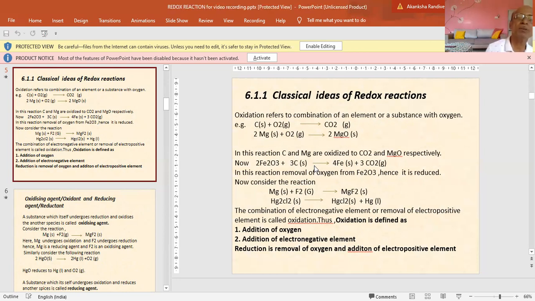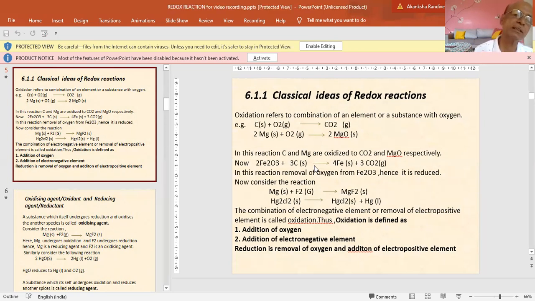So these two examples explain that carbon combines with oxygen, producing carbon dioxide. Magnesium combines with oxygen, producing magnesium oxide. And therefore, in this reaction, carbon and magnesium are oxidized to carbon dioxide and magnesium oxide respectively. Now, this is one classical idea of oxidation and reduction reactions.